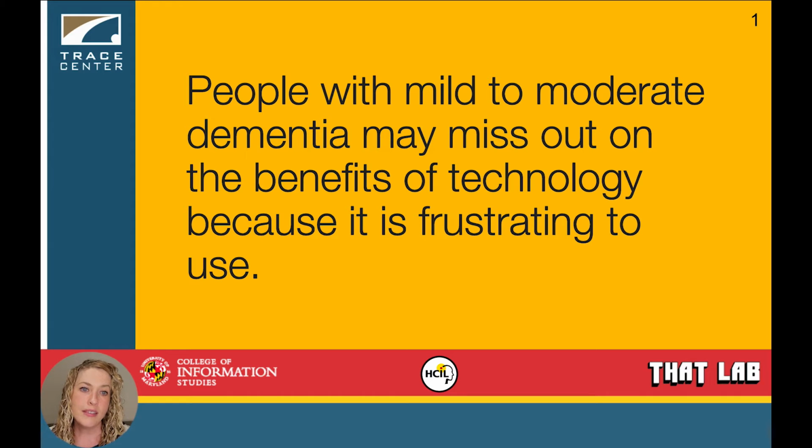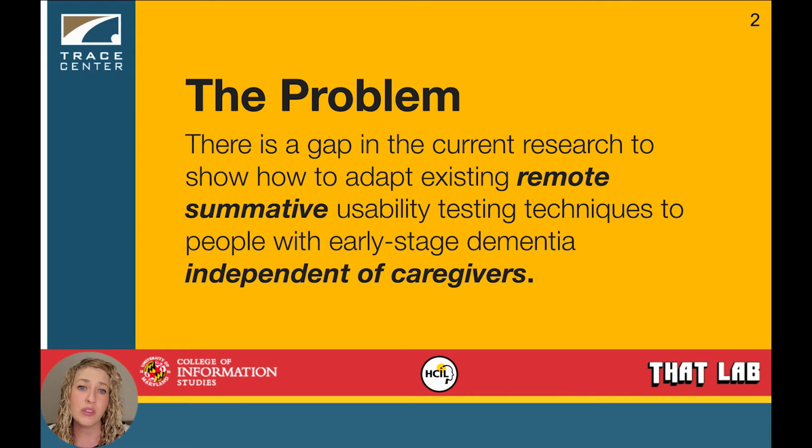Unfortunately, usability testing often does not include people with dementia independent of caregivers, meaning we may be missing out on direct feedback that could help identify key usability issues. When COVID required us to shift our in-person usability study to remote, we found a literature gap in adapting existing usability methods for people with dementia independent of caregivers in remote summative usability studies.